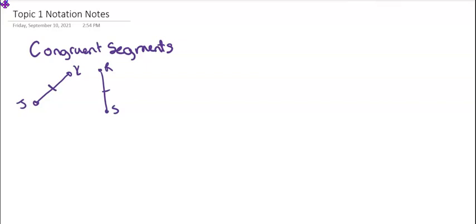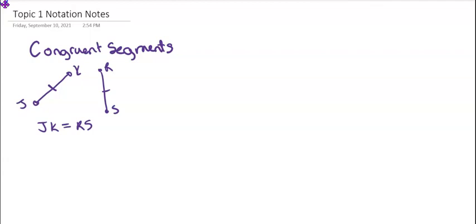to each other. And it talks about the fact that if you have the measure of segment JK equal to the measure of segment RS, like if you're measuring them with a ruler, they should be exactly the same. I can't guarantee my drawings are actually the same. But then you can put that they're equal.